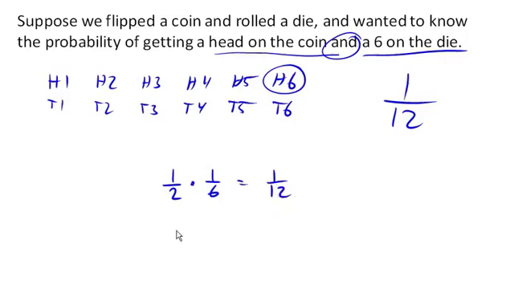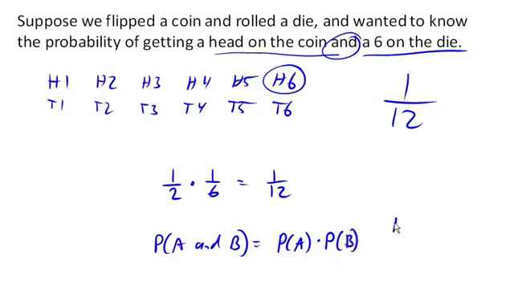And it turns out to be true that the probability of both events happening is the probability of A times the probability of B if A and B are what's called independent. Independence means that the result of the coin flip does not depend on or affect the result of the roll of the die. Let's look at some examples.